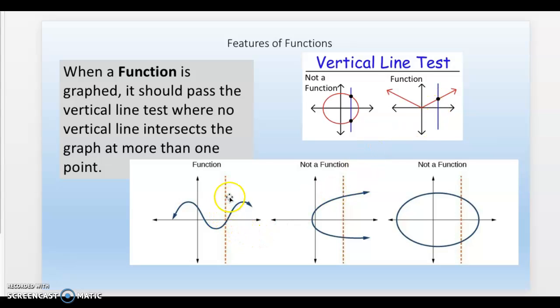Again, down here is an example. This dotted line hits this graph at 1 point only, no matter where you draw it. But this one here hits the graph in 2 points. This is not a function. Just like this one right here, not a function, okay?